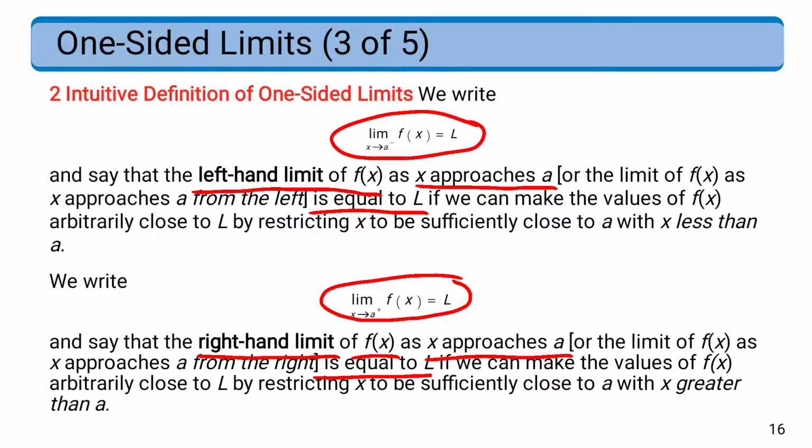That means as x gets as close as possible to a, but from the right, then the values of the function get as close as possible to L. So these are the two parts of the one-sided limit, left and right. Keep that in mind as we go along.